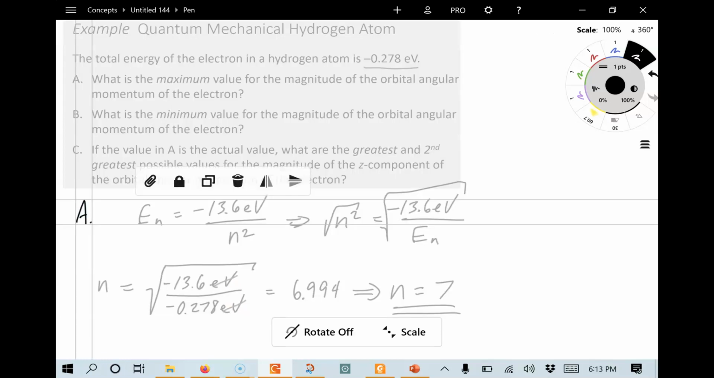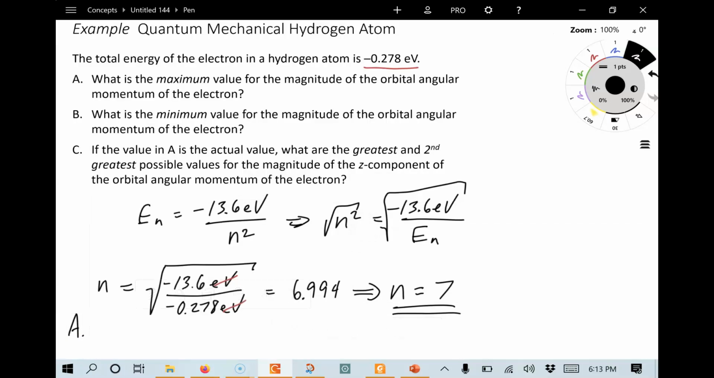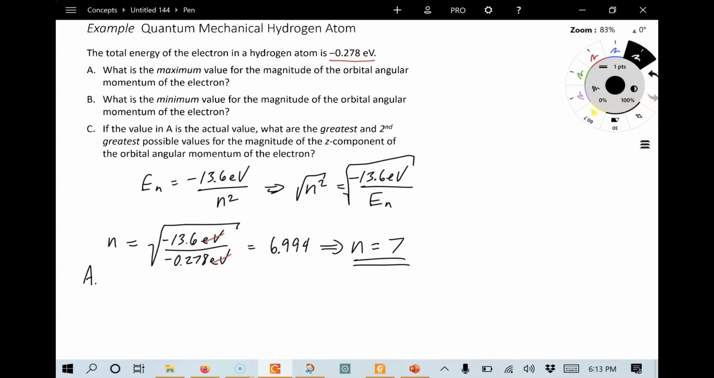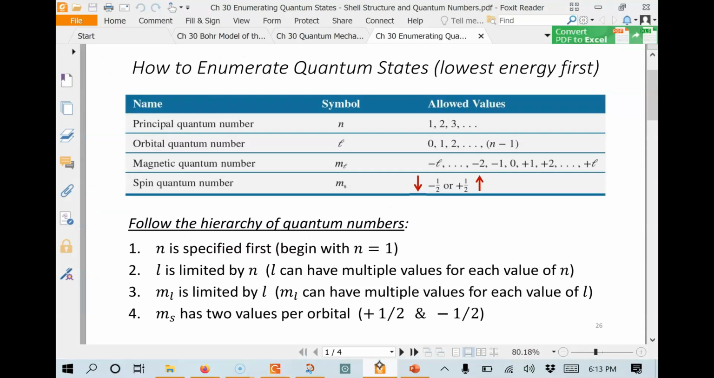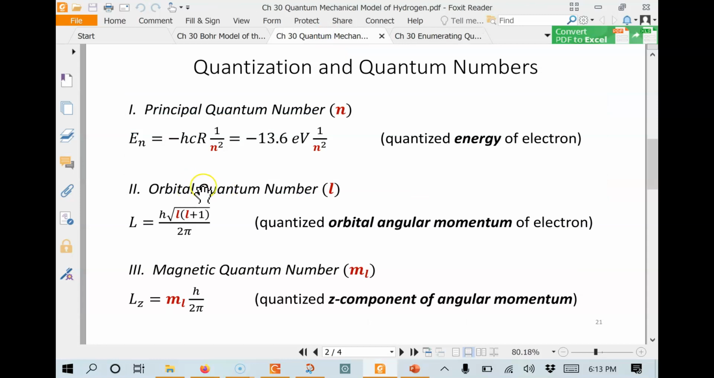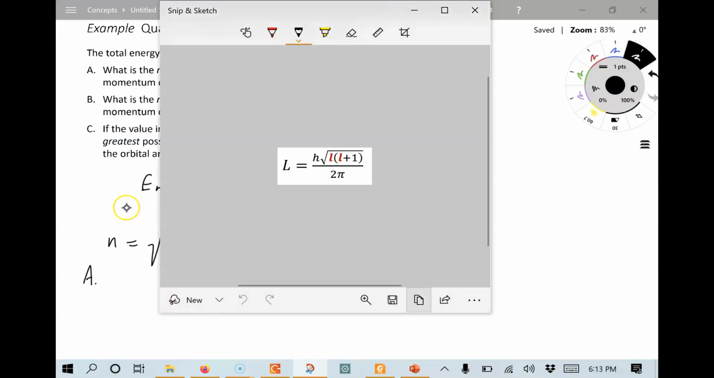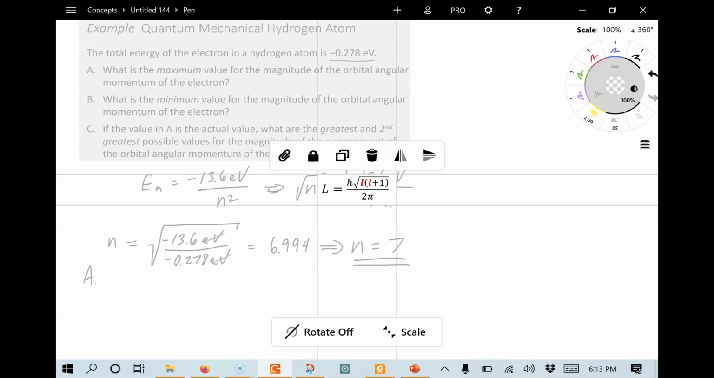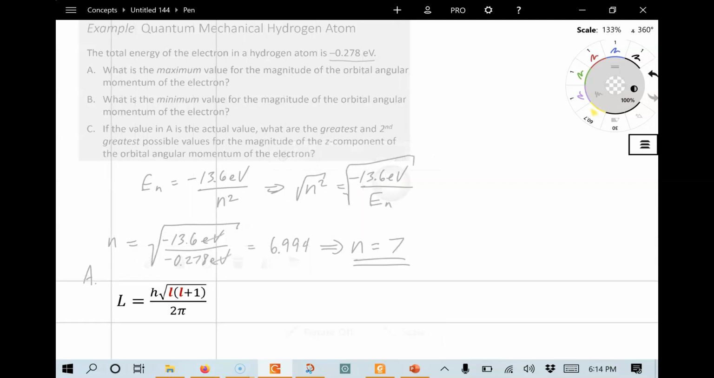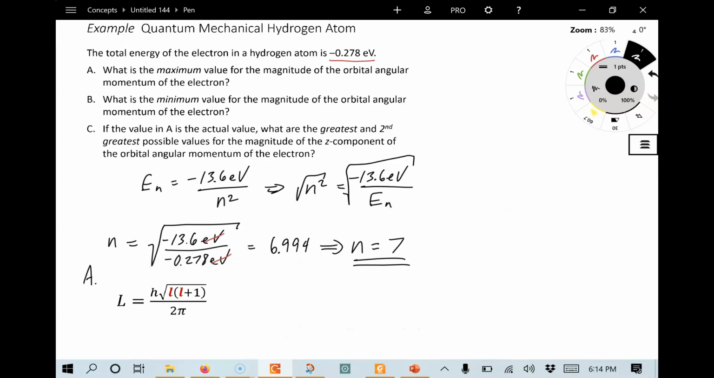All right, now that we know the value of n, we can start to figure out some of these other things like in part A. Let's go ahead and drop this down here for a second. So part A asks, what is the maximum value for the magnitude of the orbital angular momentum of the electron? Let's look up the equation for that. Orbital angular momentum. Here it is, L equals h-bar times the square root of l(l plus 1). I'll go ahead and copy that real quick. So there's our equation. And notice, it depends on the value of l. So the question is, n equals 7, what possible values of l can we have? Well, we want the biggest possible value of l because we want this to be as large as possible, right?